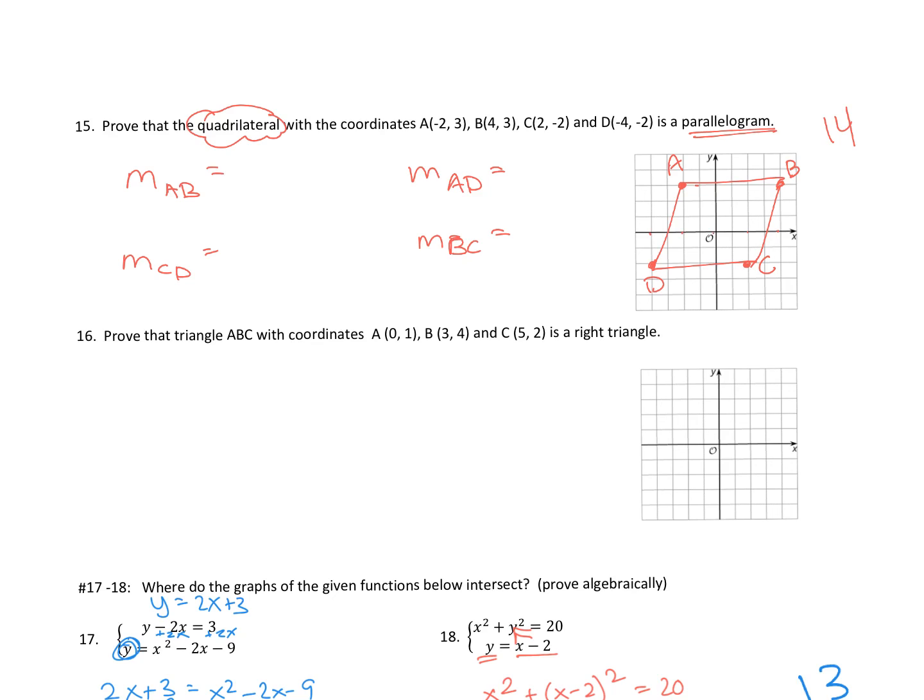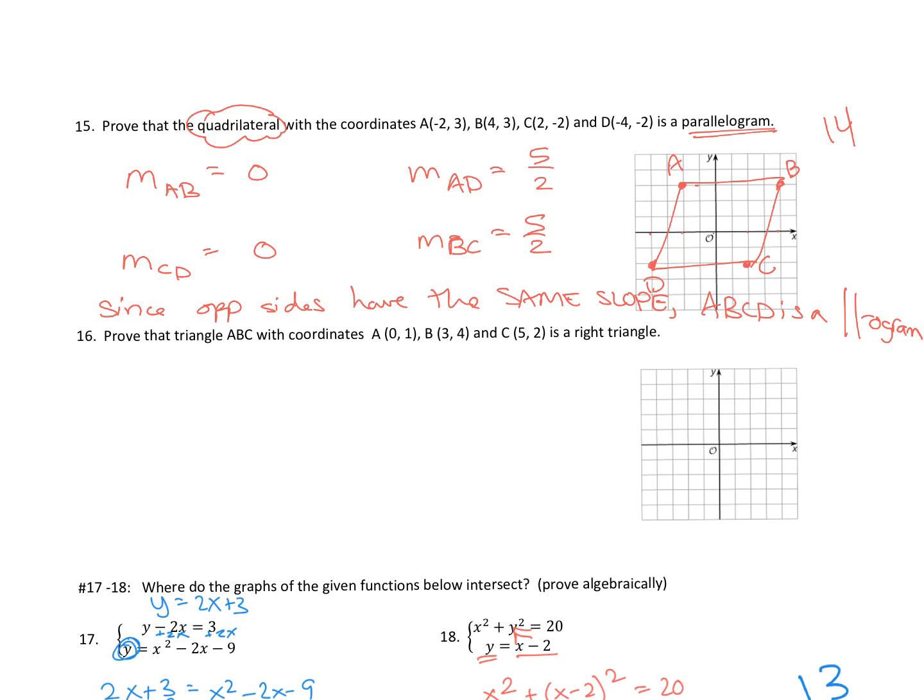You can look at the work on the page, but when you plug in your numbers in the slope formula, I believe you get 0 and 0 for these two, and you get 5 halves and 5 halves for these two. And then this is how, since opposite sides have the same slope, ABCD is a parallelogram.